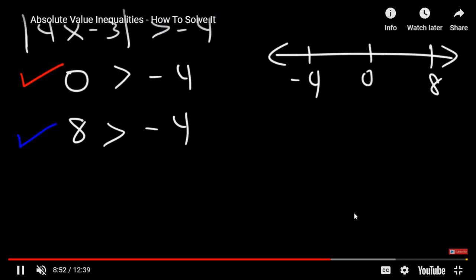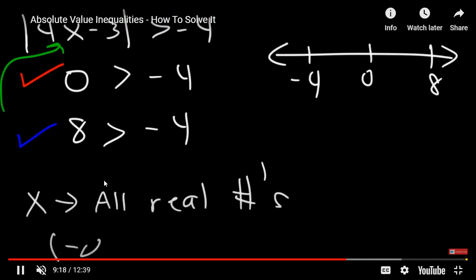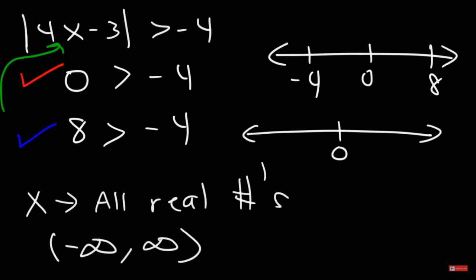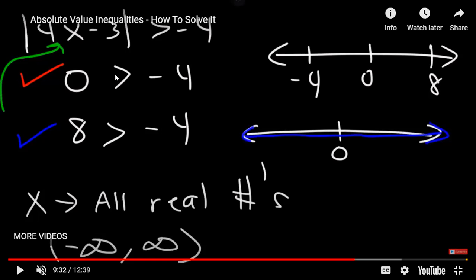Then what do we have to do? We will replace x with any number to make this absolute value more than negative 4. So let me check with you. We will write that all real numbers are a solution for this inequality, which means all the numbers we can substitute for x will give a positive number, because the absolute value gives us a positive number. And any positive number is greater than any negative number.